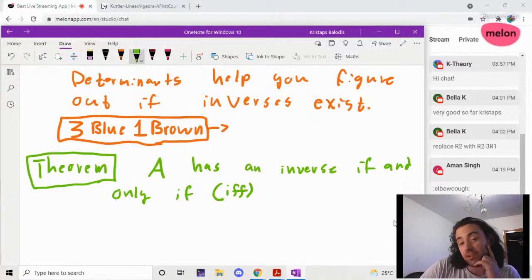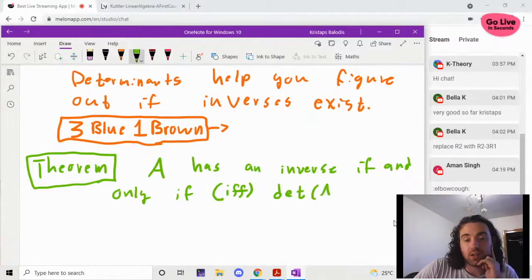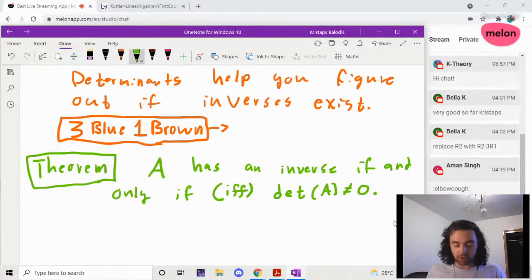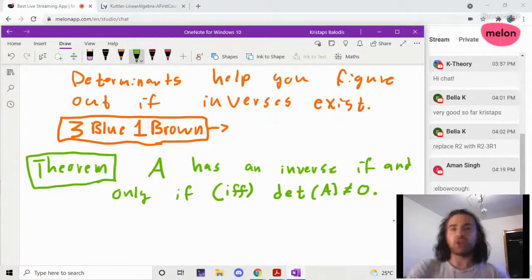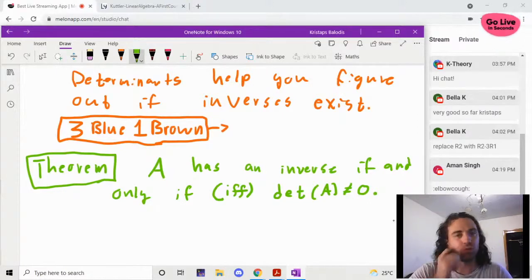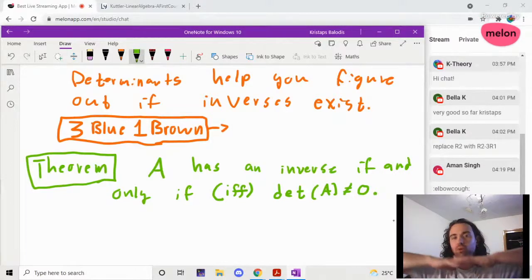But again, if I say something that doesn't make sense, please let me know in the chat. So A has an inverse if and only if the determinant of A is not equal to 0. Right? This is the spoiler alert. Sorry to ruin the surprise, but I want to give you some of the motivation, so you can see that it's not just random chaos. This all comes back to solving linear systems of equations.